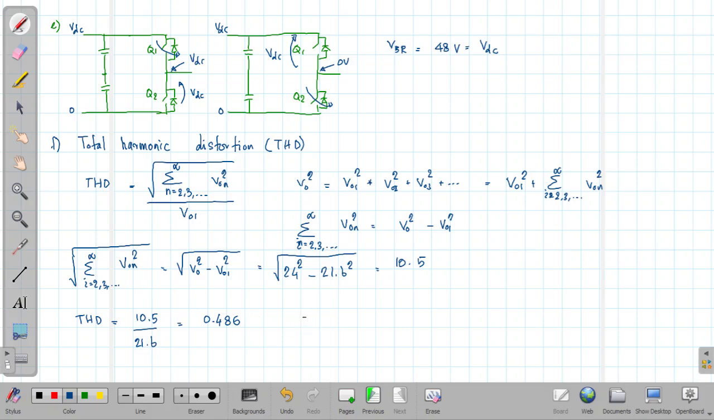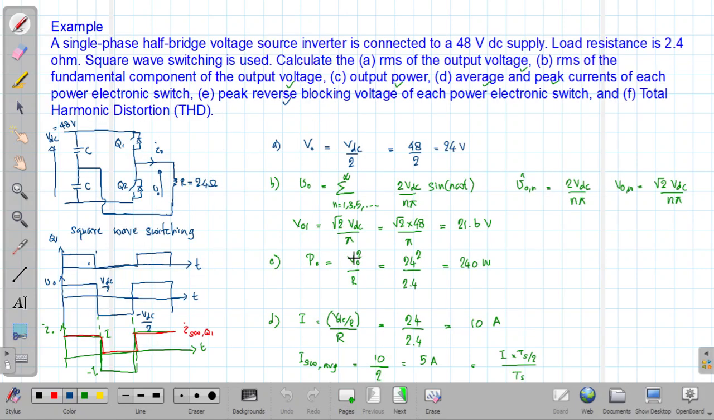0.486. Usually we represent the THD as a percentage value, so we take 0.486 times 100, which is equal to 48.6 percent.